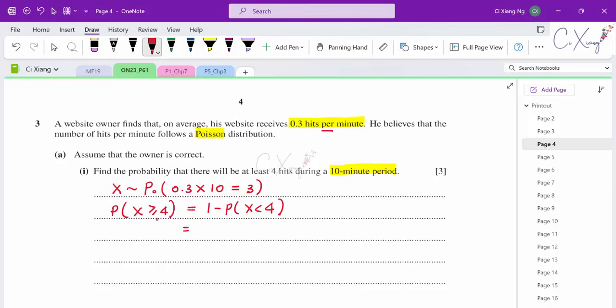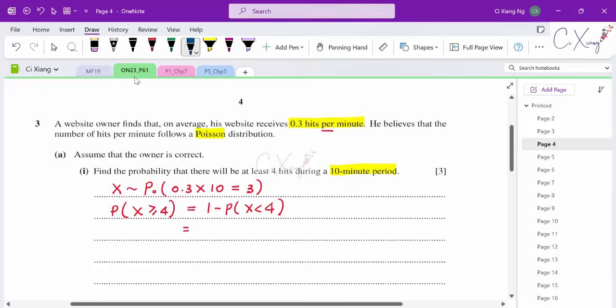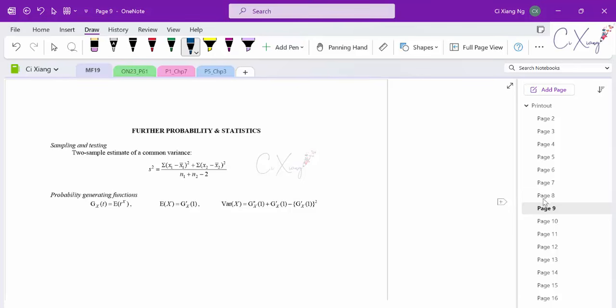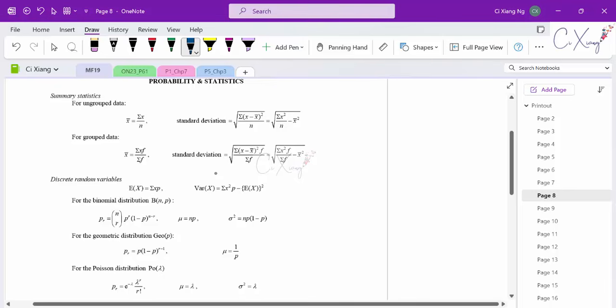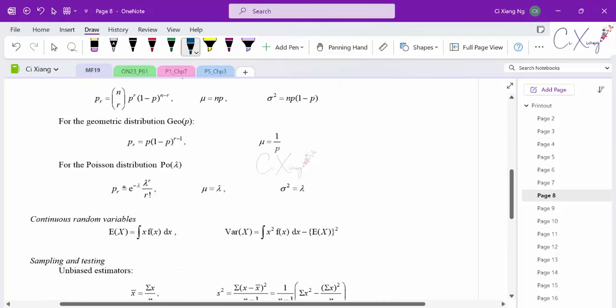So what's the formula for x smaller than 4? Just a little bit of recall. Of course, if you already forget the formula for Poisson distribution, you can try to find it from our formula booklet. Yes, this one is the Poisson distribution. The general formula is e to the negative lambda, lambda to the power 1 divided by 1 factorial, and so on. So you can get the formula from this part.